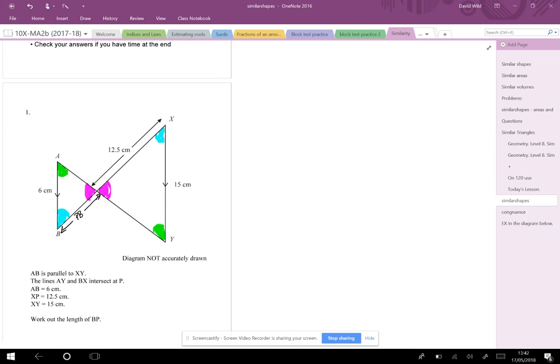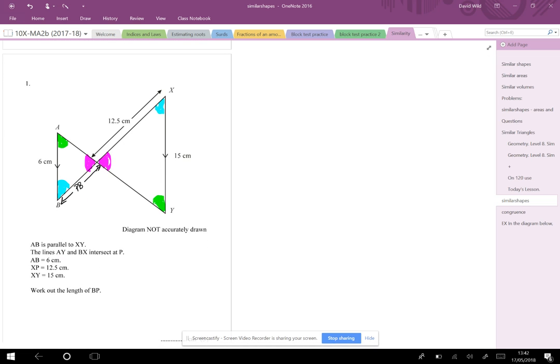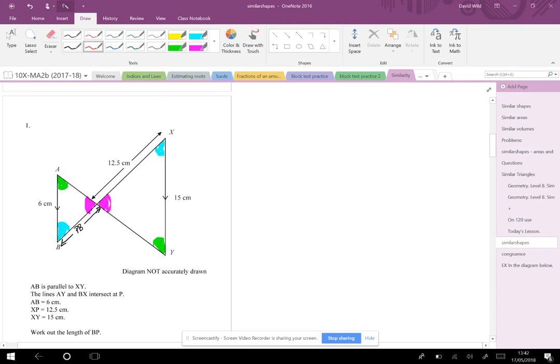Okay, here's the solutions to the prep. And the first thing that I've done is to mark up the corresponding angles and the alternate angles here, and also the vertically opposite angles.